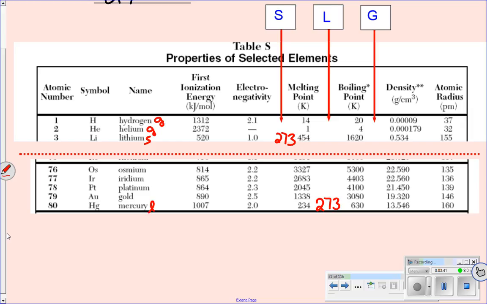So you can actually write this little SLG thing on your periodic table or in your table S if that works for you, and use that, or you can memorize them, or you can do a combination of both. Doesn't matter to me.